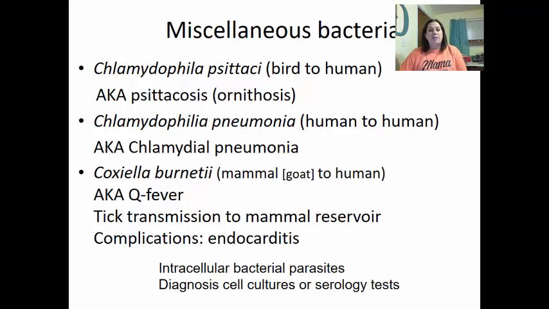We also then have Coxiella burnetii. This is going to go from mammal to human, and normally the mammal that it comes from is goats. This is also known as Q fever. We then see tick transmission to the mammal reservoir that takes place here. Complications of Q fever include endocarditis.